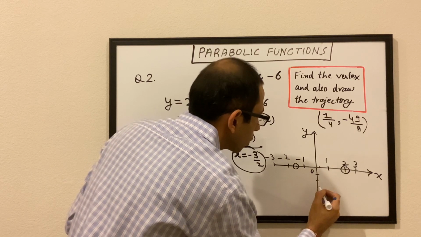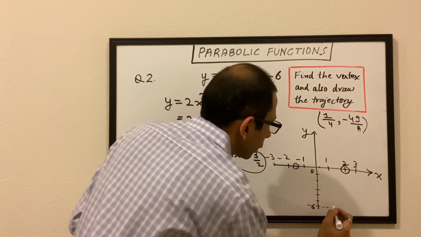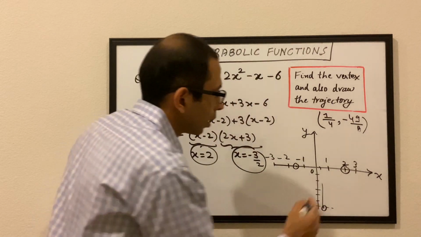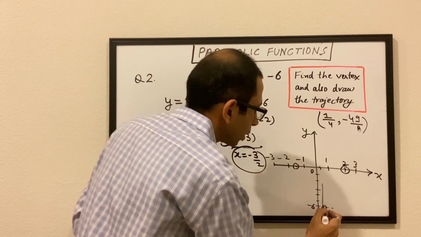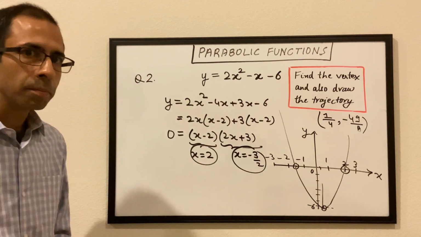So 1, 2, 3, 4, 5, 6. Let's say somewhere here, this is -6. So this will be our vertex somewhere here, and these are the two x-intercepts. We know it will open upwards, so our parabola would be something like this, right?